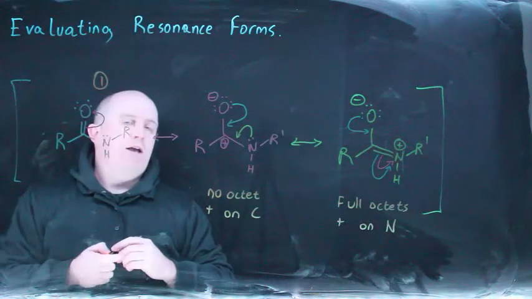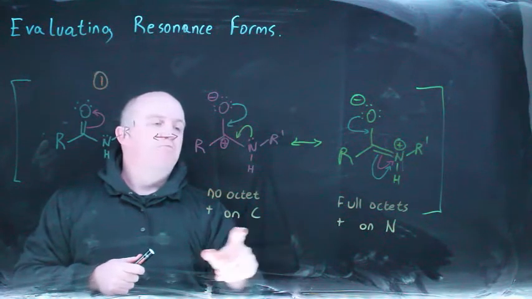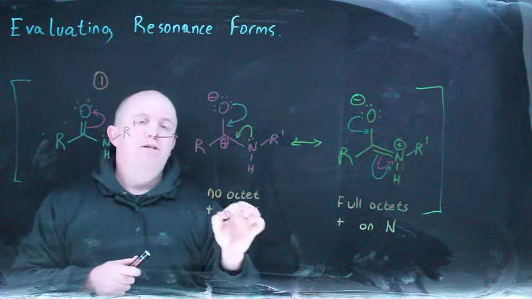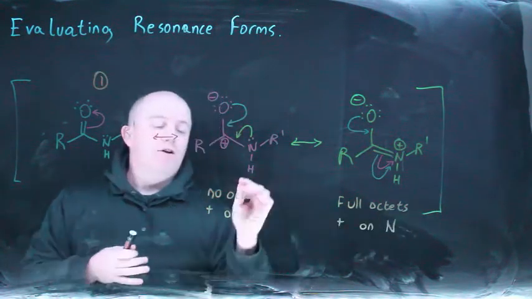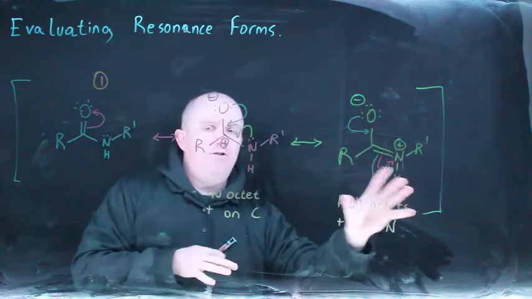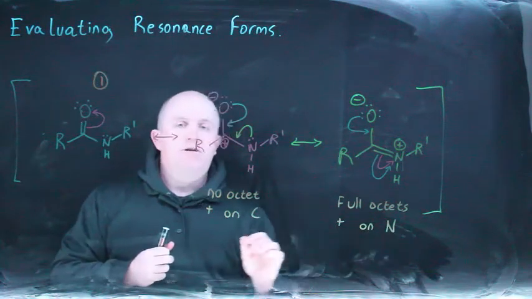Okay, so now we have two things that are in some conflict with each other. A plus on a carbon is better than a plus on a nitrogen, in the sense that a carbon is more electropositive than a nitrogen. A nitrogen is somewhat electronegative. Therefore, we'd rather have a plus on the carbon than on the nitrogen. If you have a choice between those two, plus on carbon would be better than plus on nitrogen.